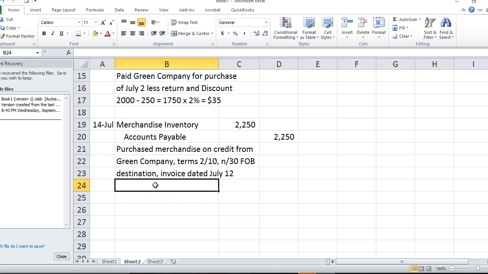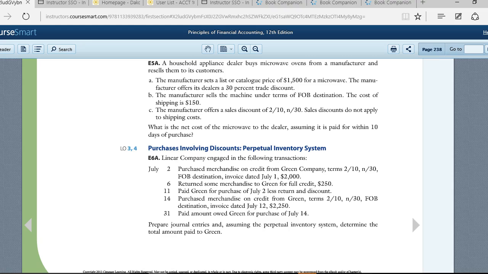Pretty simple, isn't it? The key here is understanding the accounts we're using for this method. We debit merchandise inventory when we pay for the goods, and we take a discount. We create a purchase discount to keep track of those.